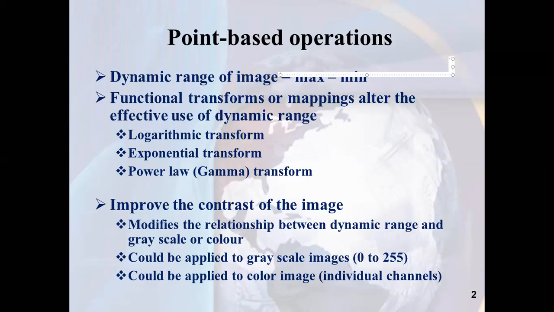So we cannot, by our eyes, discriminate or differentiate the different parts, or observe the details. So for that, we define the relationships between dynamic range and grayscale or color. In this case, we can apply a function to grayscale, which means that we apply f(x), where x is the value of the grayscale, which is between 0 and 255.